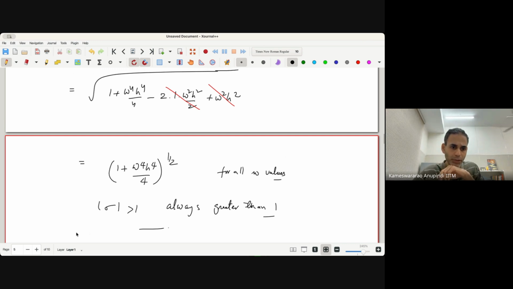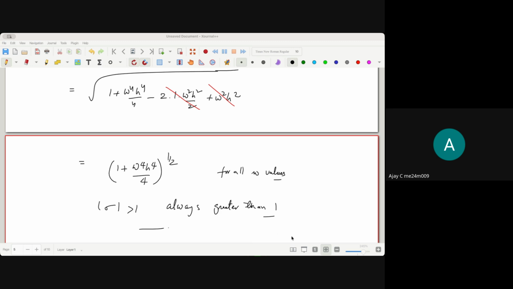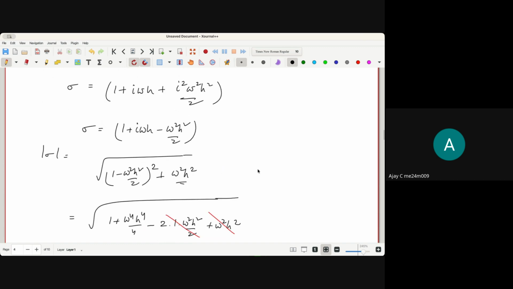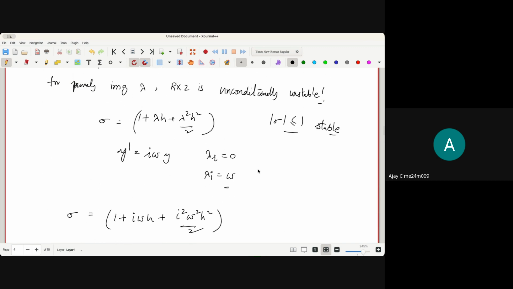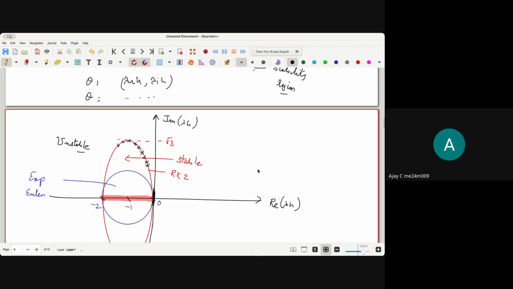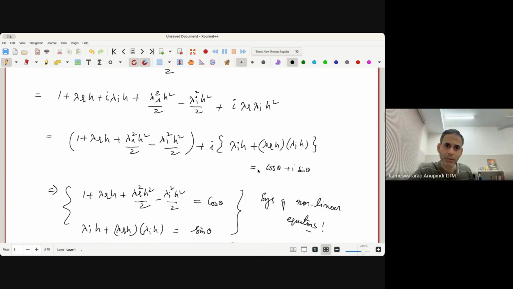Any questions so far, anybody? Sir, I have one doubt. Yeah. Sir, can you please explain why you chose, while equating sigma to e power I theta, the amplitude as 1? The amplitude as 1? Yes, sir.